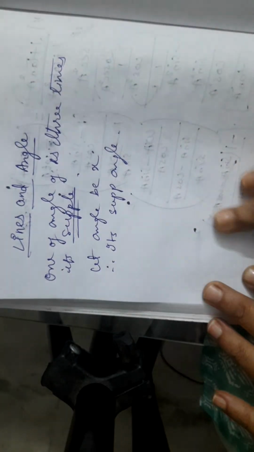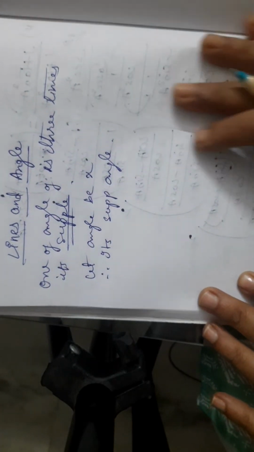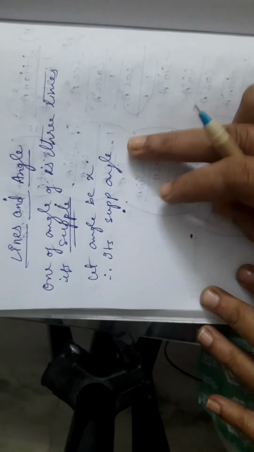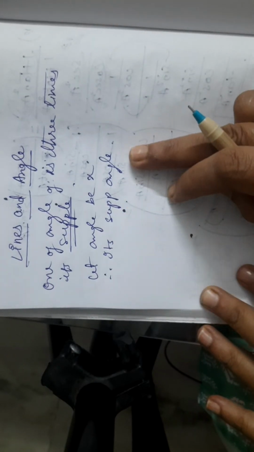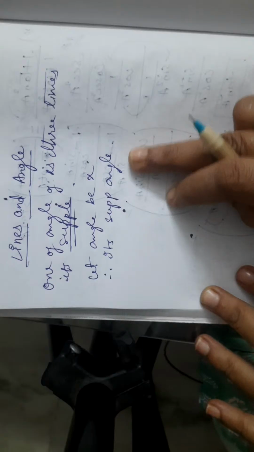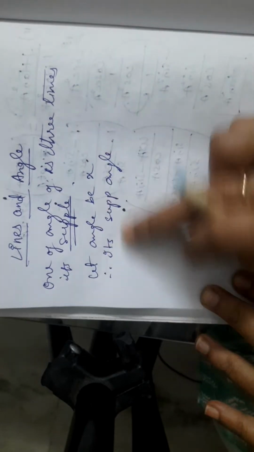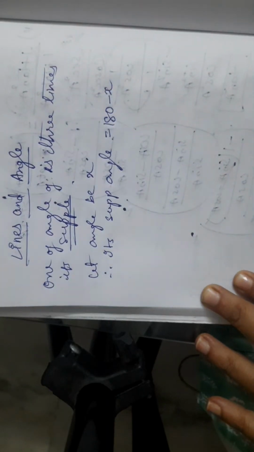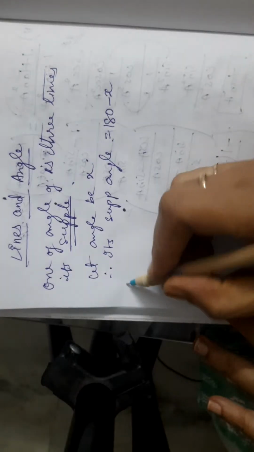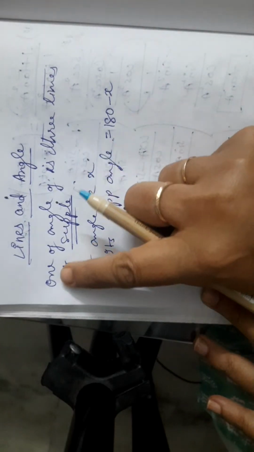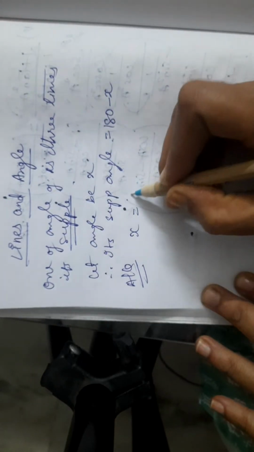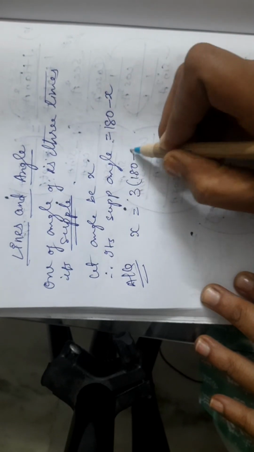As we are calculating the supplementary angle, always the sum of supplementary angles is 180. If two angles are making a supplementary pair, it means the sum is 180. If one angle is x, its supplementary will be 180 minus x. Now, as per the question, one of the angles is 3 times its supplementary. So, x is 3 times its supplementary.